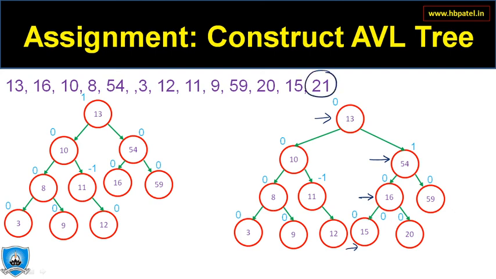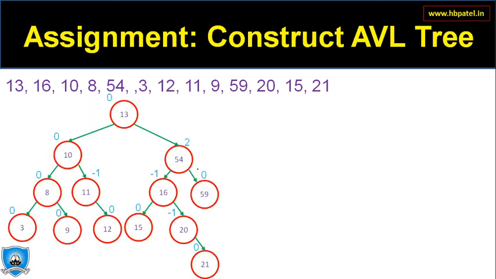And last one is 21. So far as 21 is concerned, it's greater than 13, so I should go right. Less than 54, I should go left. Greater than 16, I should go right. Greater than 20, I should go right. So 21 should be over here. So now you can see 21 is over here. But the moment 21 is put over here, I have some problem here at 54.